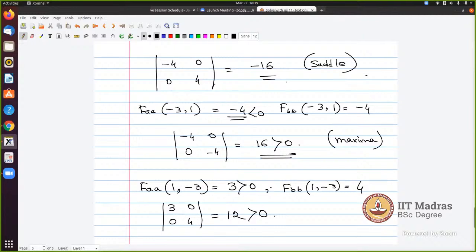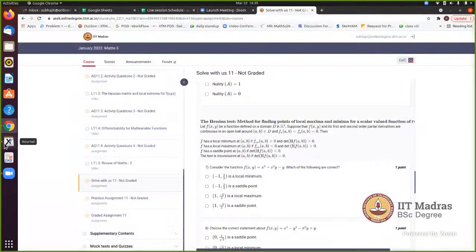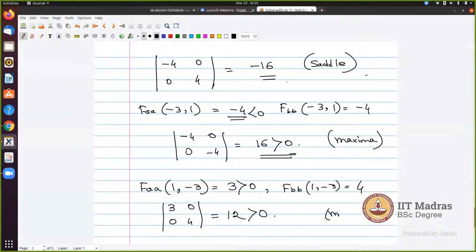And this is also greater than 0. So what is this point? This is a minimum, the minima, right? So this is the local minima.